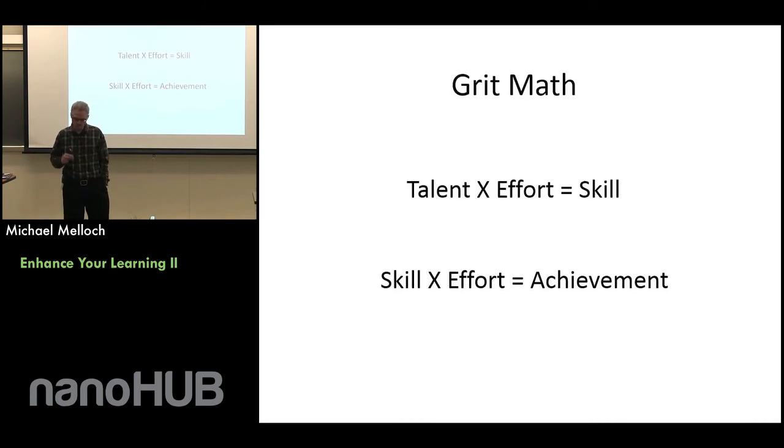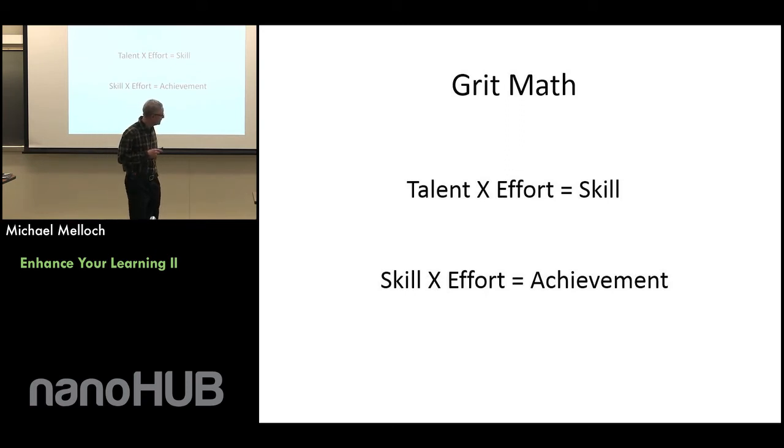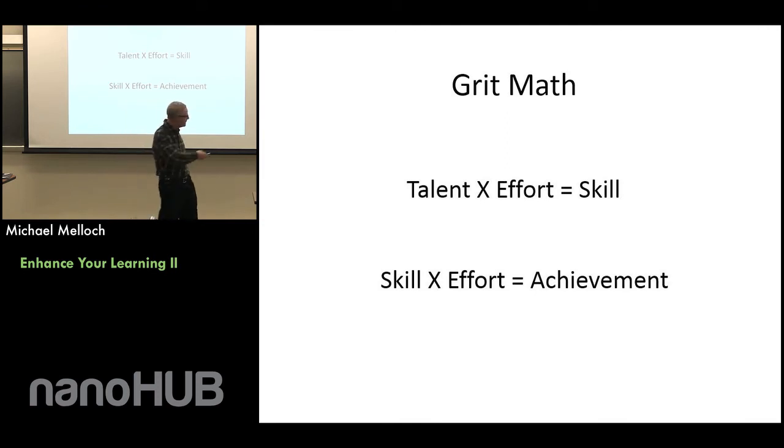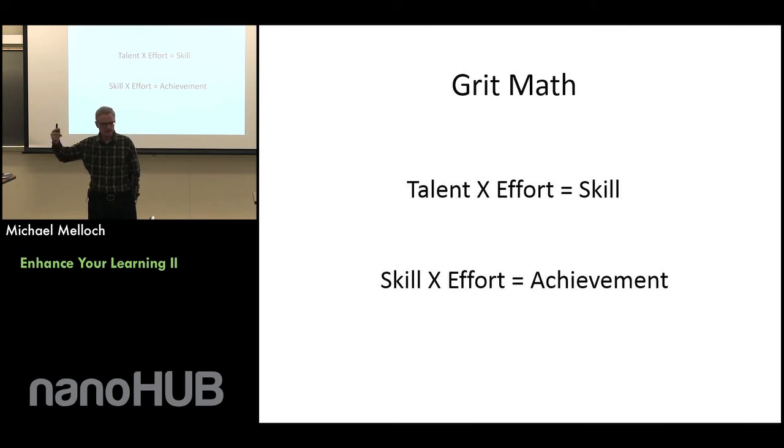Now, Angela Duckworth, who's a professor of psychology at the University of Pennsylvania, explains it this way. She said everyone has a different amount of talent, but you can put in effort. If you have less talent, you have to put in a little more effort to get to the same skill level. But then to really achieve something, you have to take that skill and apply effort to make that achievement. So effort gets squared in the equation where talent only enters once. So effort is much more important to what you achieve than your starting talent.